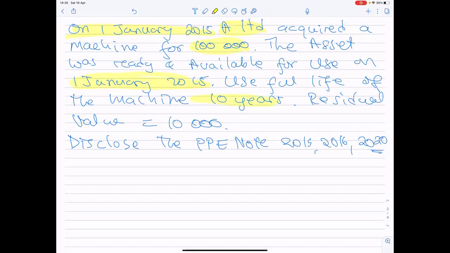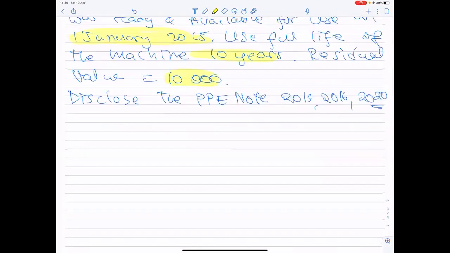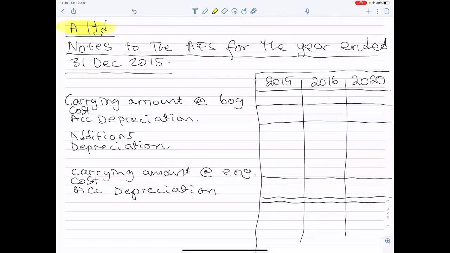The residual value is 10,000. Disclose the PPE note. So the first question is, the entity has a machine. Where are we going to put that machine in our notes there? Some of you were there in the first class. Where are we going to put it?